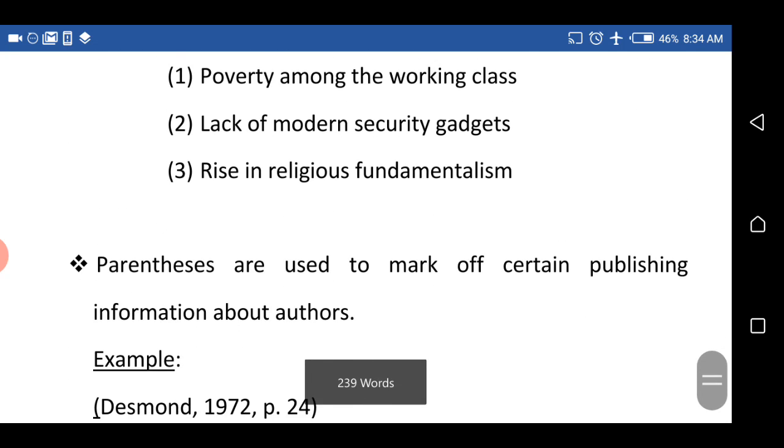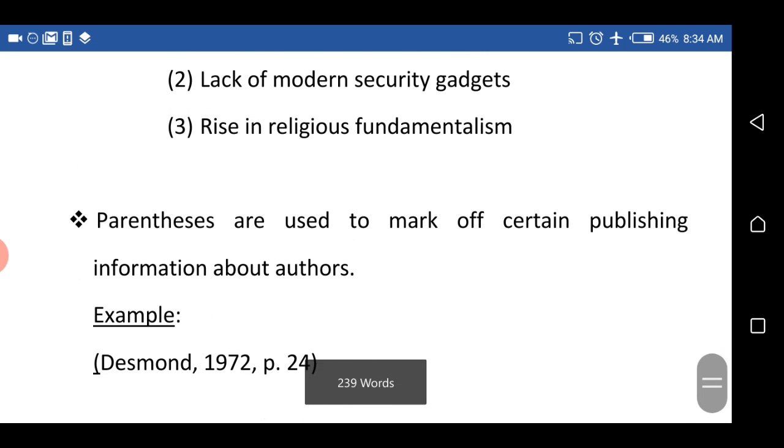Also, parentheses are used to mark off certain publishing information about authors. Example: brackets open, we have Desmond, 1972, p. 24. Desmond here is the author's name, followed by a comma.